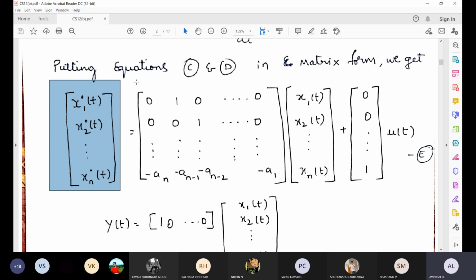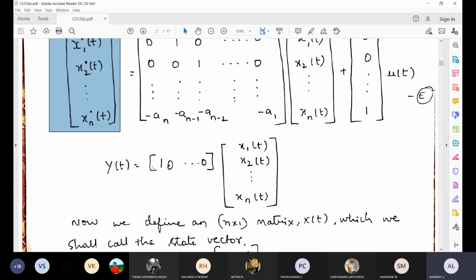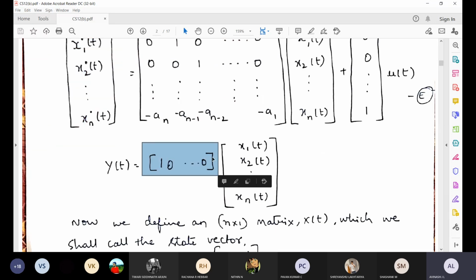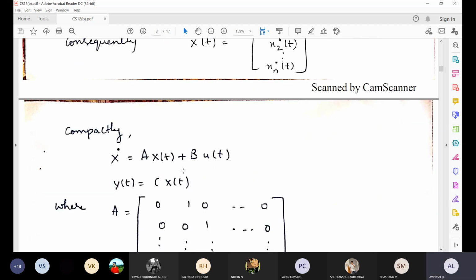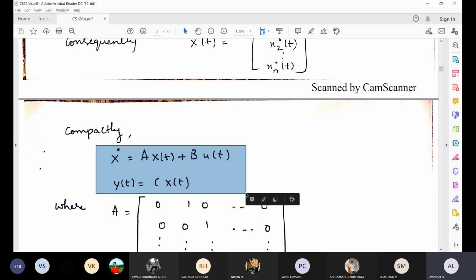So X dash will be equal to A into x of t plus B into u of t, and y will be equal to what? C means the row matrix, C into x of t. The same thing we have written. So with small changes in representation, we have written it like this.